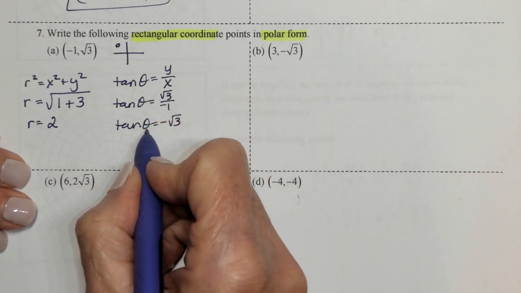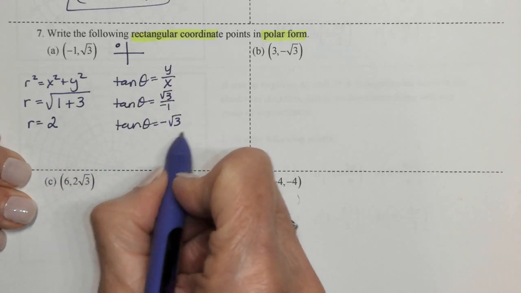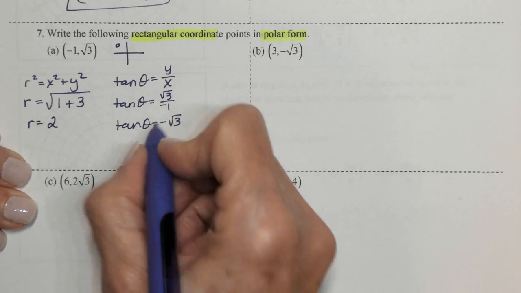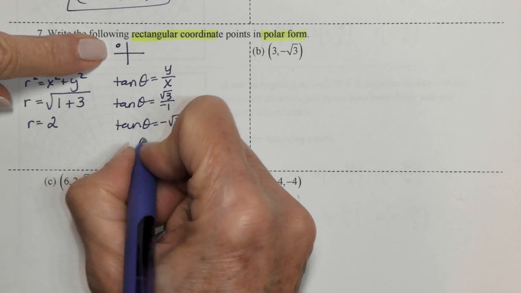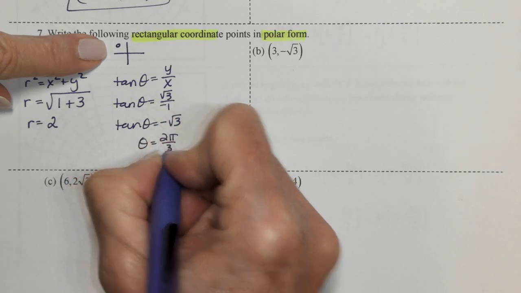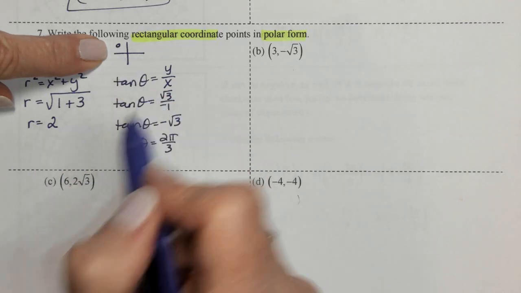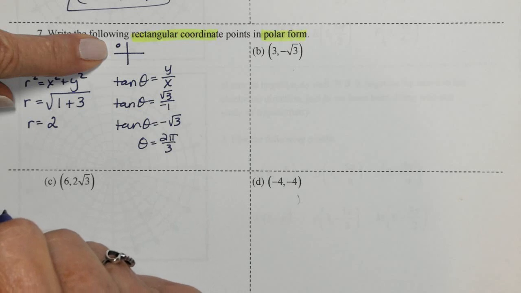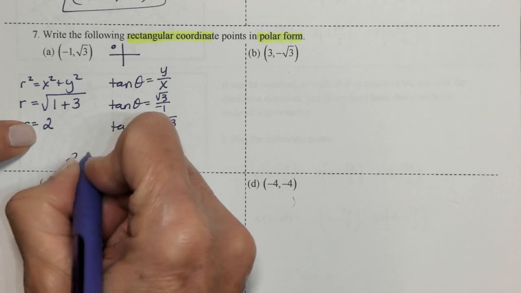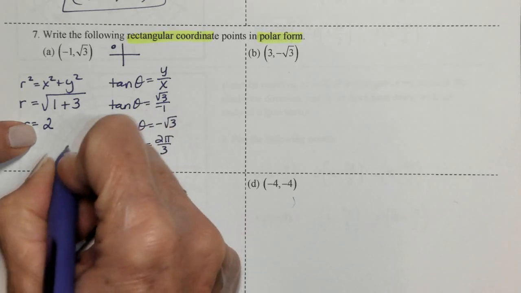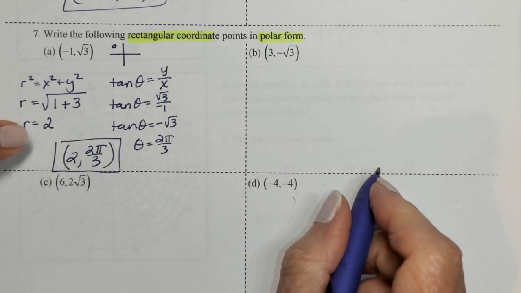So what value of theta in quadrant 2 makes tangent negative square root 3? Well, it would be the pi over 3 angle in quadrant 2. So theta is 2 pi over 3. That is one way to write it. Or we could go negative 4 pi over 3, right? Lots of ways to write it. But our answer here would be 2 pi over 3. Remember to put r first.